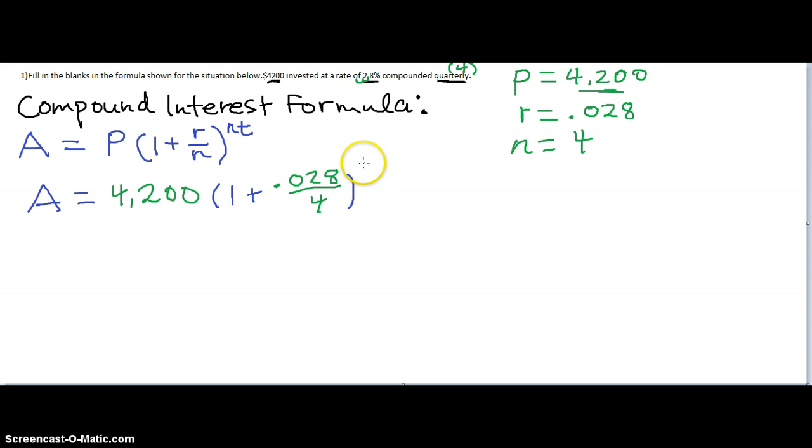Well, we know that N is 4. And we weren't given an amount of time. That remains our variable, so we'll keep that T blue because we don't change it or plug anything in for T. So our formula will be this. A is equal to 4,200 times 1 plus this fraction to the 4t power. I hope this is helpful.